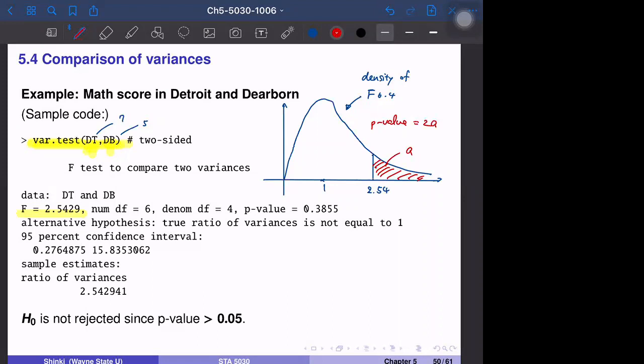And with degrees of freedom 6 and 4, the p-value is 0.3855. So that means A is around 0.1927 or 8. So we don't reject the null hypothesis because the p-value is larger than the threshold. Usually we set that at 5%, so we don't reject the null hypothesis at significance level 5%.